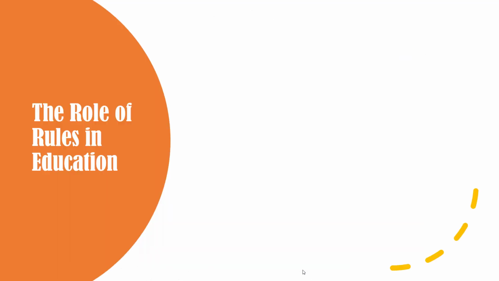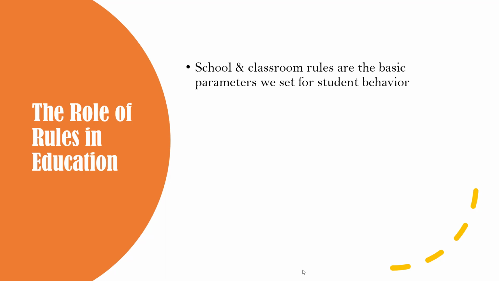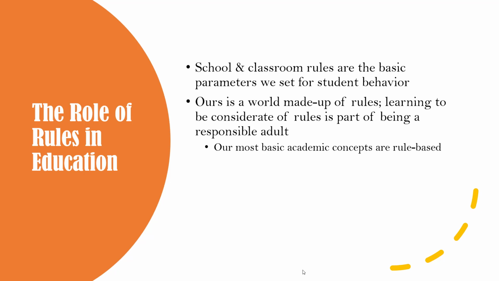Okay, so let's talk about rules. The role of rules in education. First of all, school and classroom rules are our basic parameters that we set for student behavior. These are the things that tell students how they should behave within your classroom. Some people argue against having rules in the classroom, so there are arguments for and against it. But the perspective that we take in this course is that rules are important in the classroom setting.